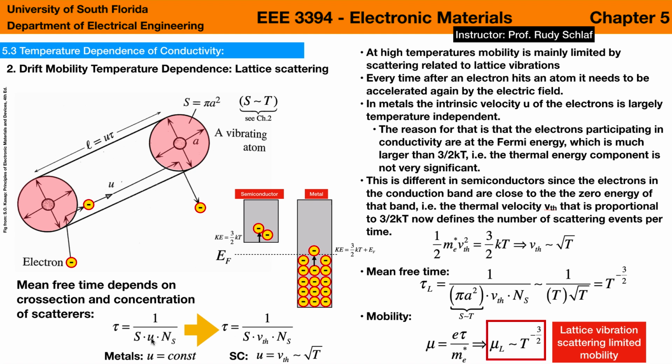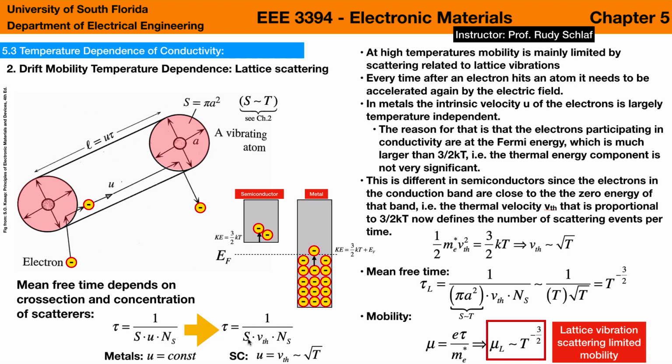We'll replace this constant speed u in metals with the thermal velocity in semiconductors. Now, how do we calculate this thermal velocity? Well, we just equate 3/2 kT with 1/2 mv squared, and then we solve for the velocity, and so we find that the velocity is proportional to the square root of the temperature. So now we know the temperature dependence of the velocity.